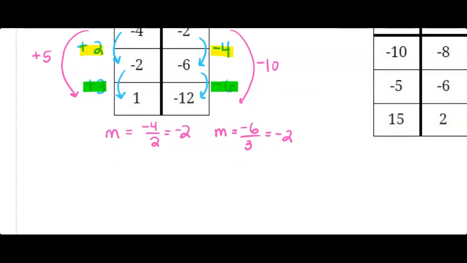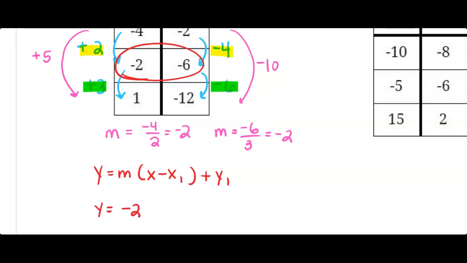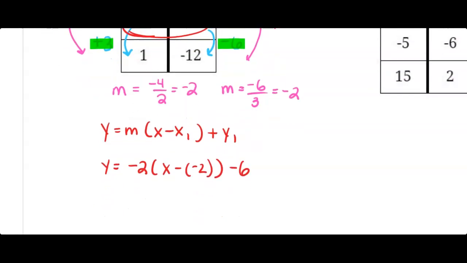Once you've done that, then you just pick your favorite point. It doesn't matter which one. I'm just going to use the one in the middle because I can. You plug into your point slope form, just like we've been doing. So my slope was -2, and I'm going to have x minus -2 minus 6. Once again, I just want to combine those negatives to get my final answer of y equals -2 times x plus 2 minus 6.